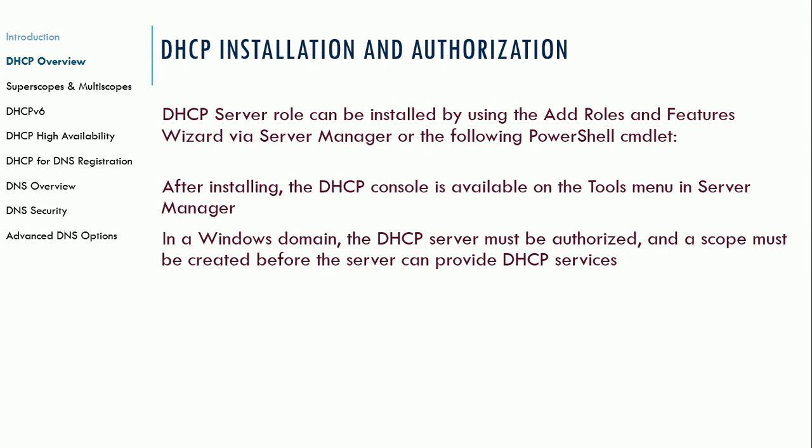So to install DHCP, the DHCP server role is installed in the Add Roles and Features. We looked at this last quarter. You can also install it with a cmdlet in PowerShell. And after installing, the DHCP console is available in the Tools menu in the Server Manager, which again you saw in the previous quarter.